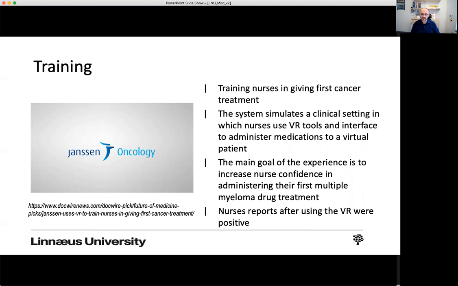And of course, when they do this multiple times, they lose some of that anxiety, so they become more confident. And then when they actually interact with a real patient, they will be performing better. There are studies done on this, and based on those studies, the nurses have reported that after using this VR, they were very positive, meaning that it helped with their training process.